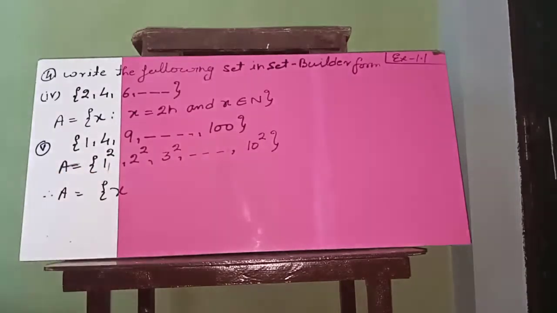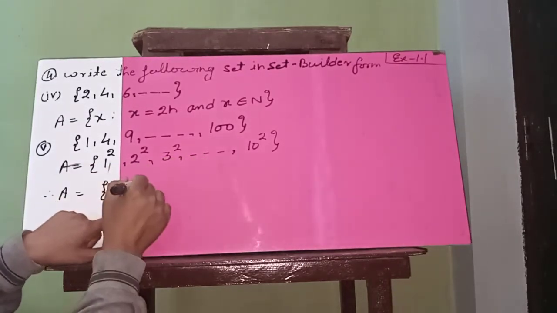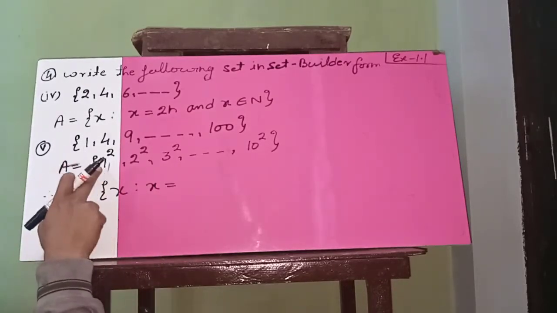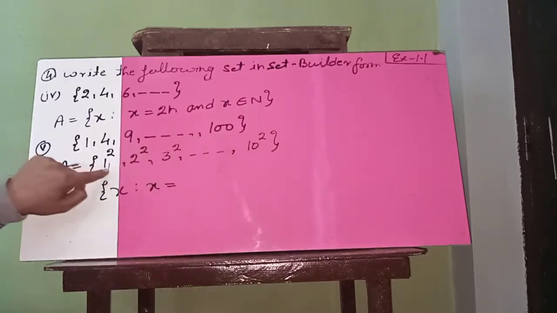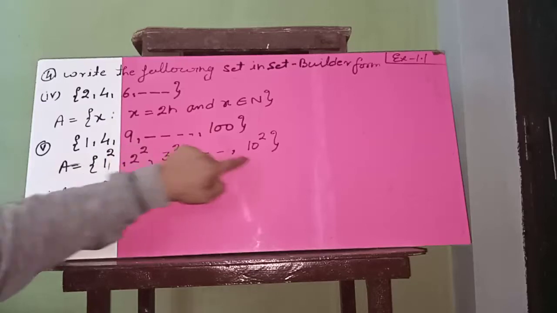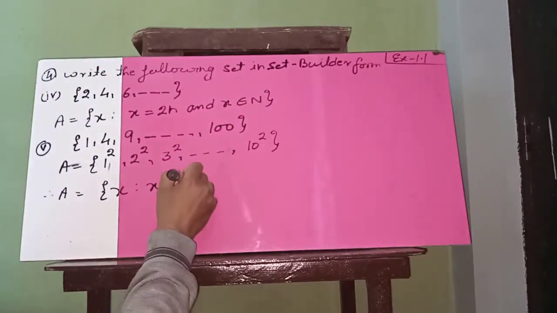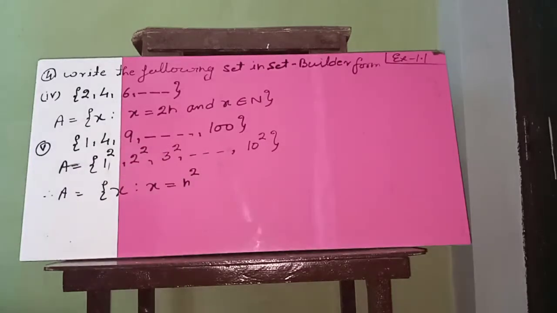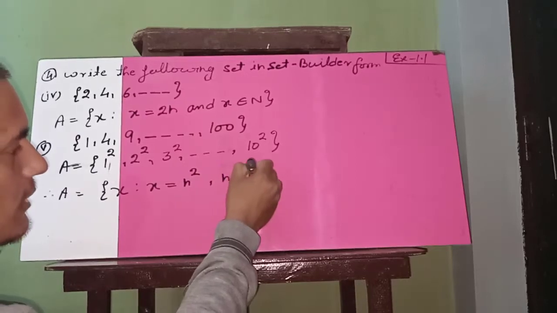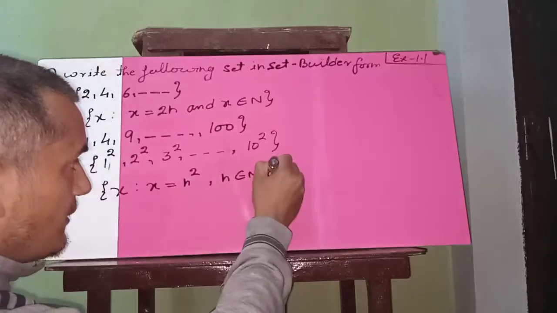In set builder form we have an element x. All elements are named x, such that x equals, what is here, 1, 2, 3, 4. It means the base is changing, 1, 2, 3, 4, but the power is the same, 2, 2, 2, 2. So it means x equals n square, and n is an element of natural numbers, 1, 2, 3, up to 10.